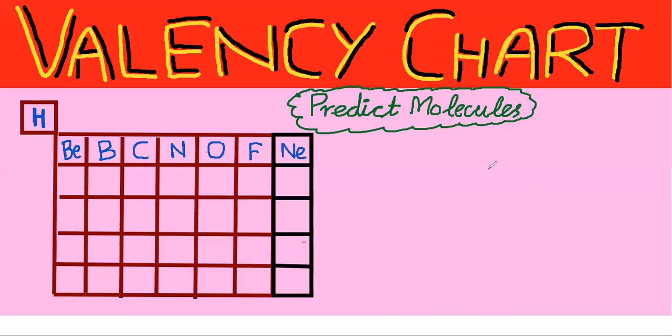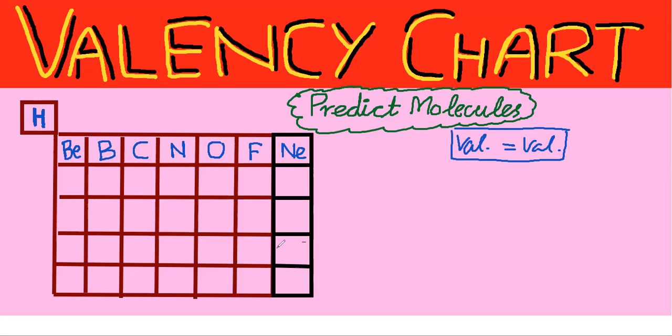Hey students, valency is a very important thing in chemistry, especially when it comes to predicting molecules. You should know some valency rules. The rule is that the valencies of combining elements are equal, right? See, when valencies equalize, you get the molecules. So in order to simplify life, let's do one thing.